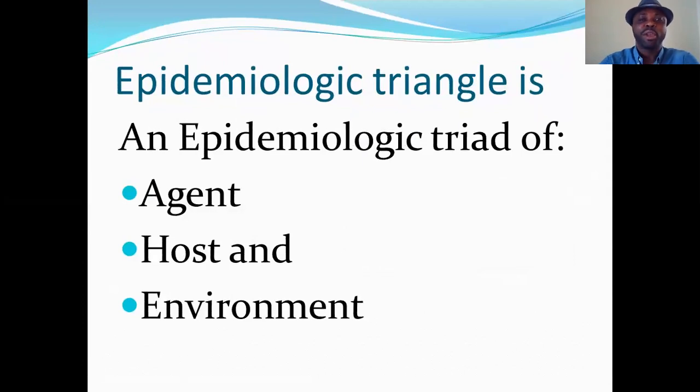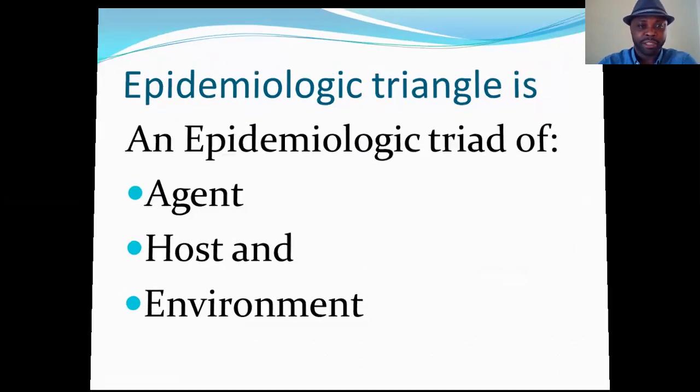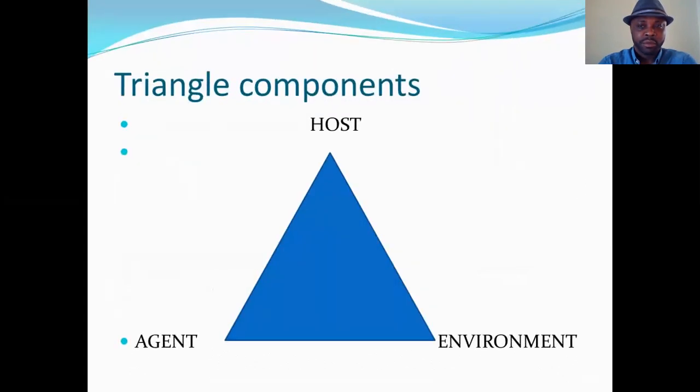So what is the epidemiologic triangle? Let's start with that. The epidemiologic triangle is basically an epidemiologic triad of what we call the agent, the host, and the environment. So what are the components of this triangle? Like we said, the components consist of the host, the agent, and the environment.